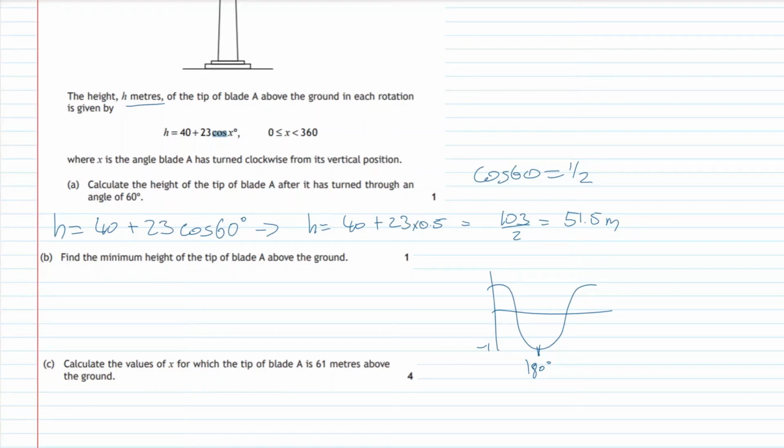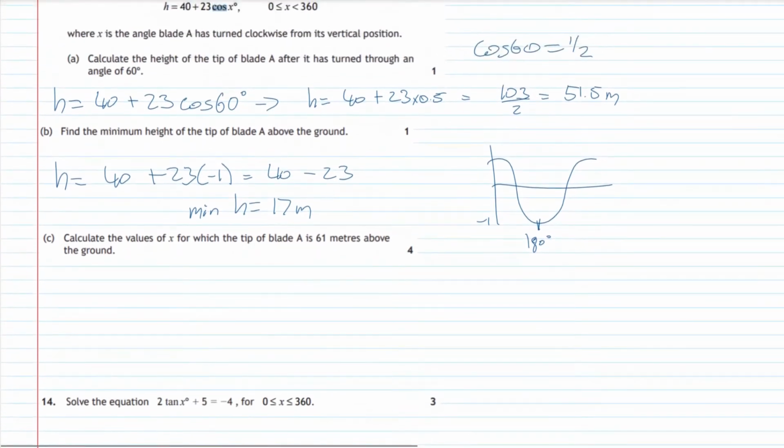So we'll sub in cos equals minus 1, so we get the height equals 40 plus 23 times cos of x, and we're replacing cos of x with minus 1, because that's when it's at its smallest. And if we do that, that gives 40 minus 23, so the minimum height is just 17 meters. There we are, and this next one is the standard solving trig equation. You can see it's worth 4 marks.